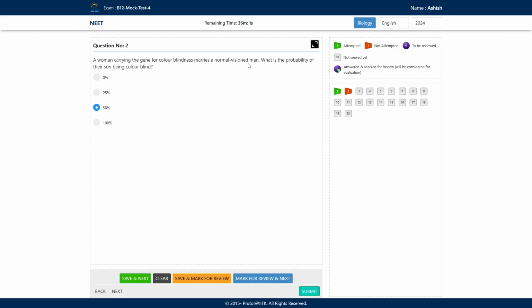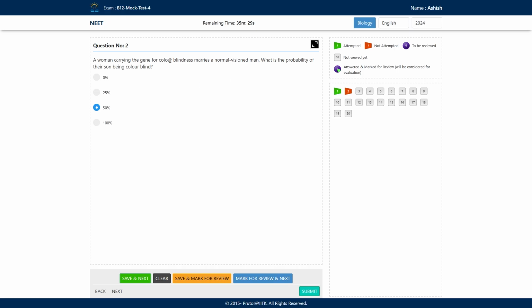So you can see the man is normal. The father has X and Y chromosome. Now the male can only transmit the Y chromosome to the sons. Clear? And the X chromosome, he will transfer to the daughters. But the man is normal, so he will transmit only the normal X chromosome to the daughters.